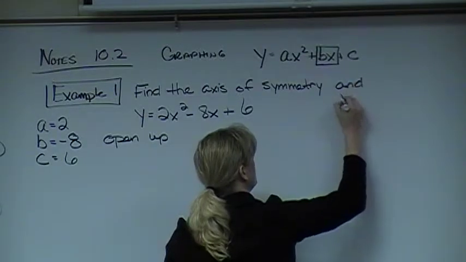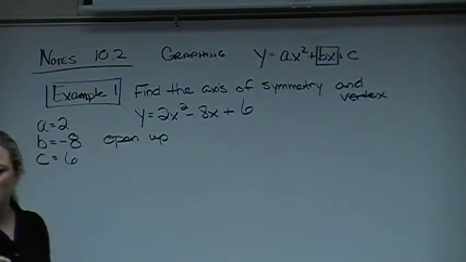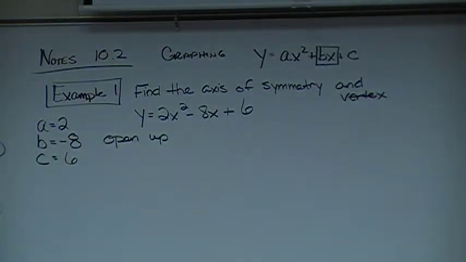Now remember in 10.1, which we covered a little while ago, when I said we already knew what the axis of symmetry and the vertex were? Here we don't know it. We have to find it. That's what's different about this. All right, we know this parabola is opening up. Okay? Now, here's the new part.